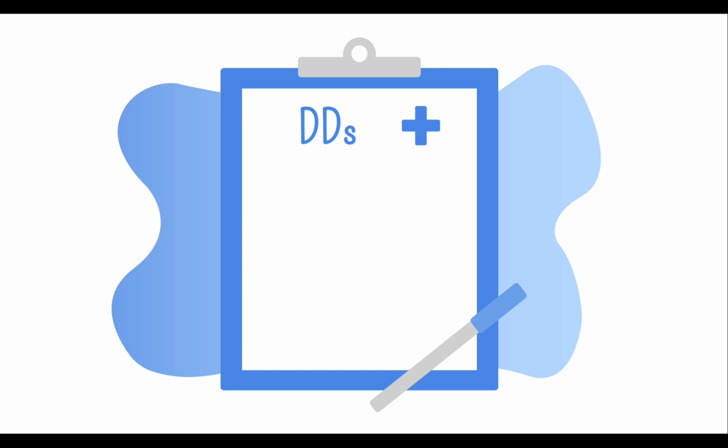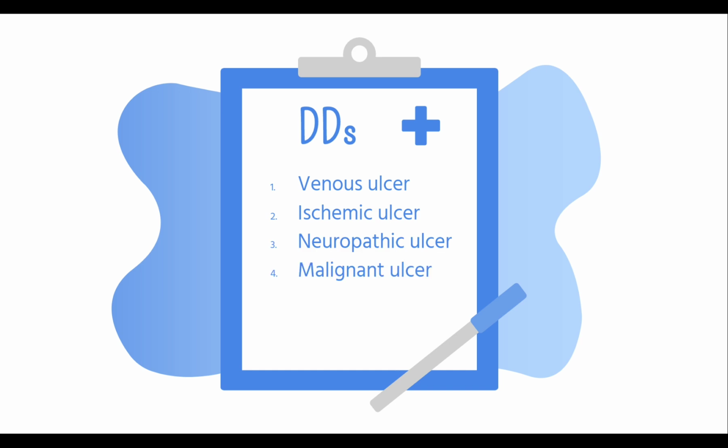So what are the differential diagnoses? They are venous ulcer, ischemic ulcer, neuropathic ulcer, malignant ulcer, autoimmune ulcer and mixed ulcer. According to your findings, you have to justify what kind of ulcer this is. Okay, so that is basically what you have to do in an ulcer short case.